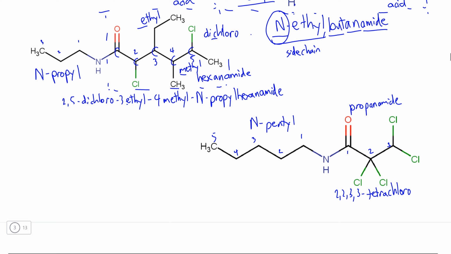And once again, all that's left to do is alphabetize our side chains. Chloro clearly comes before pentyl, so we would put 2,2,3,3-tetrachloro before our N side chain, and then we would add N-pentyl, followed by the name of our parent chain, which in this case is propanamide or propanamide, depending on your pronunciation.